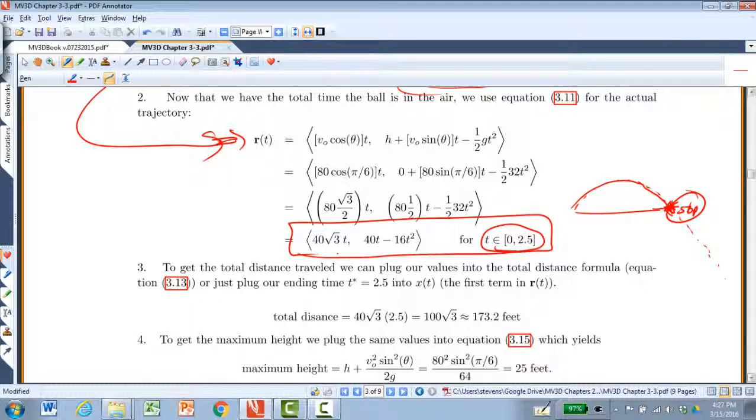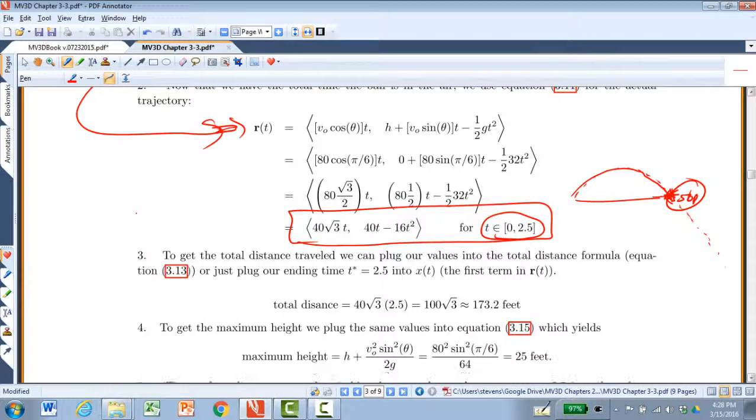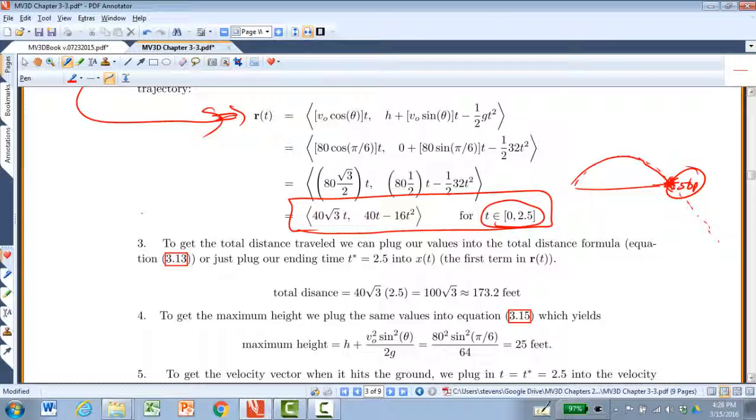That determines where the ball is at all times. If you want the total distance traveled, since we figured out when it hits the ground, at t equals 2.5, we just plug that into x. And when I say x, I mean the function of t that defines the x direction. So I plug 2.5 into there. That gives me 40 root 3 times 2.5, or about 173 feet. So it means it hits here at about 173. That's pretty good. Pretty big, pretty long kick.